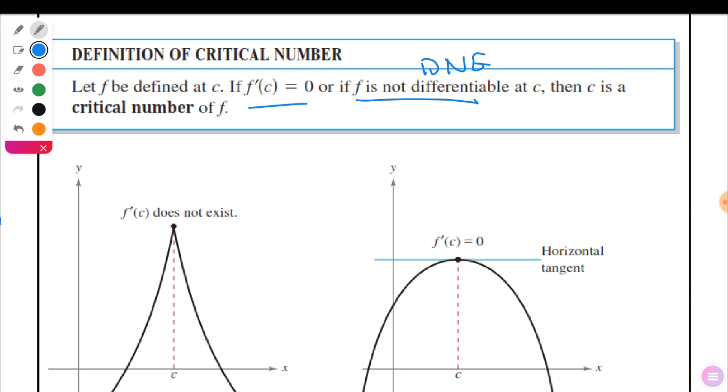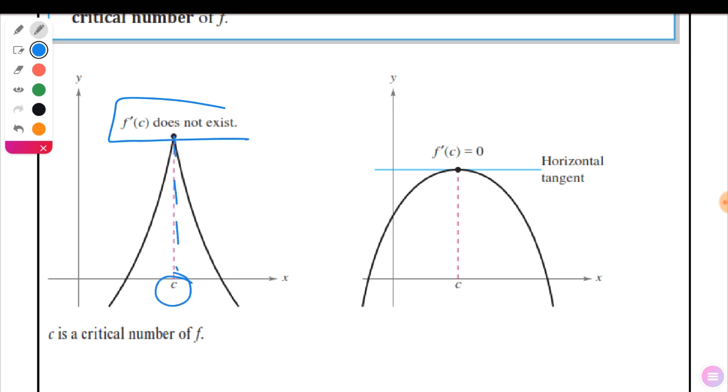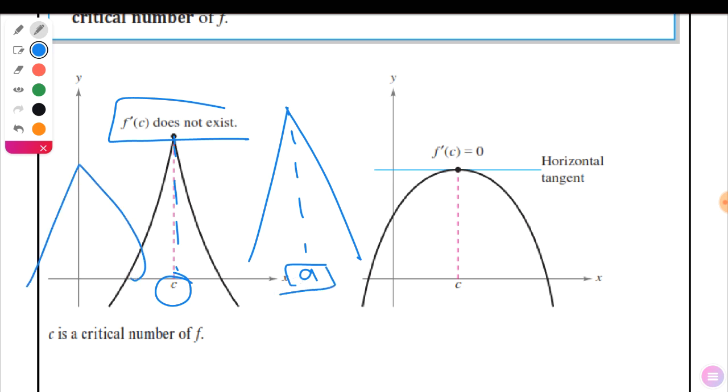From the graph, as you see, if the function has a corner, so at the corner we have a critical number, or at a sharp point, it is a critical number. Or at a cusp, we have a critical number. All the critical numbers are values of x. Here, all of these, the derivative does not exist.